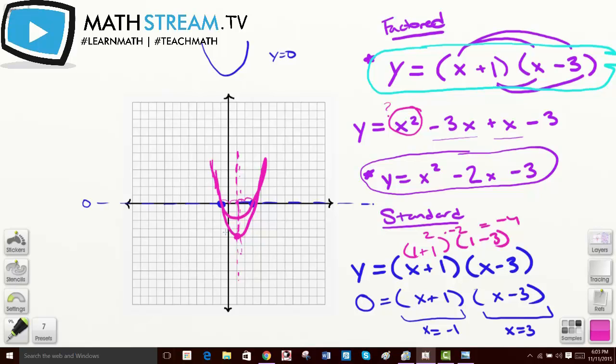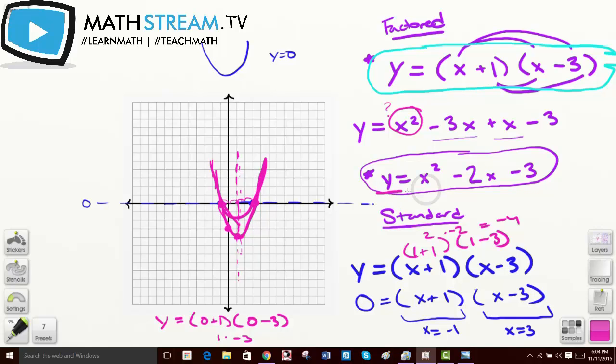We could try to find out where the graph intersects the y-axis. I don't know if you remember from our original, we talked about how y-intercepts, intersections with the y-axis, we can figure out by just plugging in 0. So I could figure out that pretty easily too. Y equals 0 plus 1 times 0 minus 3. That's 1 times -3, or -3. So we can actually find out quite a bit about this graph using our factored form.